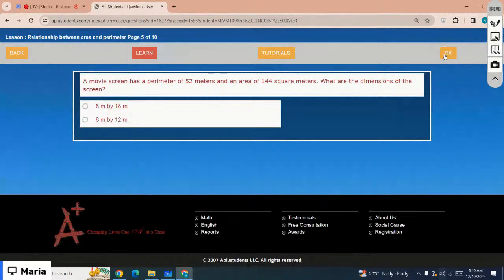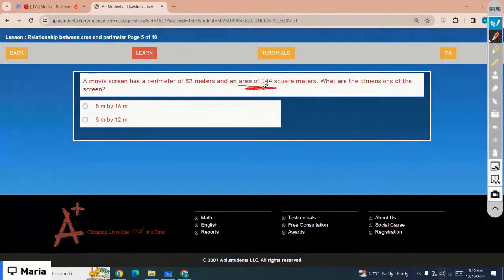So which is the correct option? Which two numbers when multiplied make 144? Because the area is 144. Area means length times width. So you need to find two numbers whose product must be 144. Which is the correct option? Yes, that is option number 1.